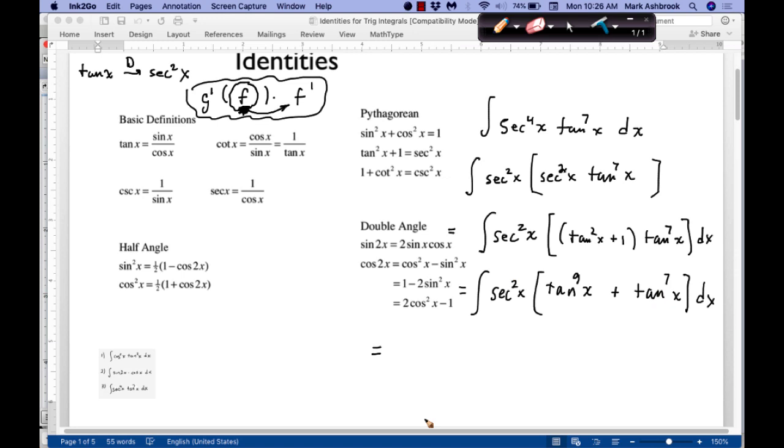So first attempt. We think about secant squared times tangent to the 9th. What will be the first attempt for undoing the chain rule? Tangent to the 10th. And then also, what else do we need with a tangent to the 10th? 1/10. Is this clicking or not? Or did I lose you? And then secant squared times tangent to the 7th. What will that be? Tangent to the 8th. What else do we need? 1/8.